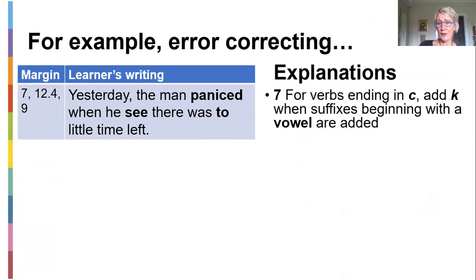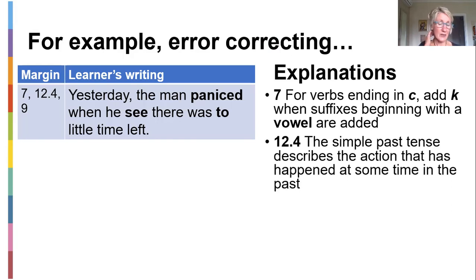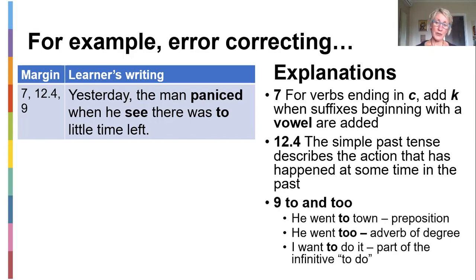A 7 is for verbs ending in a C. Then they need a K when the suffix beginning with a vowel is added. I can't see what's underneath there. But the C, you need the K to continue. The next one, 12.4, the simple past tense, describes an action that has happened at some time in the past. And then the use of to and to. Okay, he went to town, a preposition. He went to, an adverb of degree. I want to do it, part of the infinitive to do.